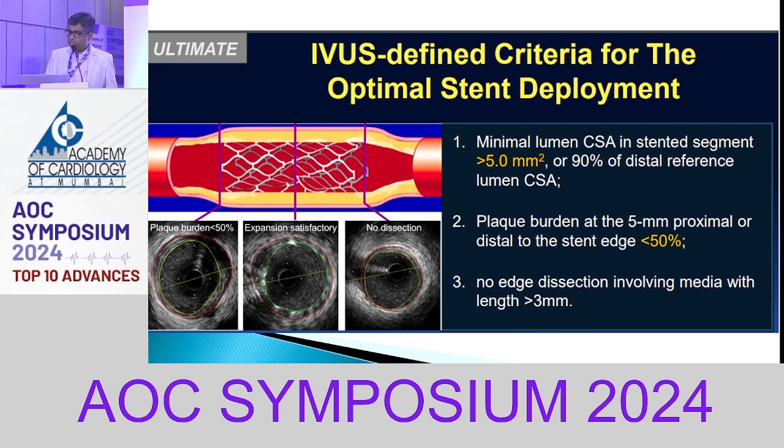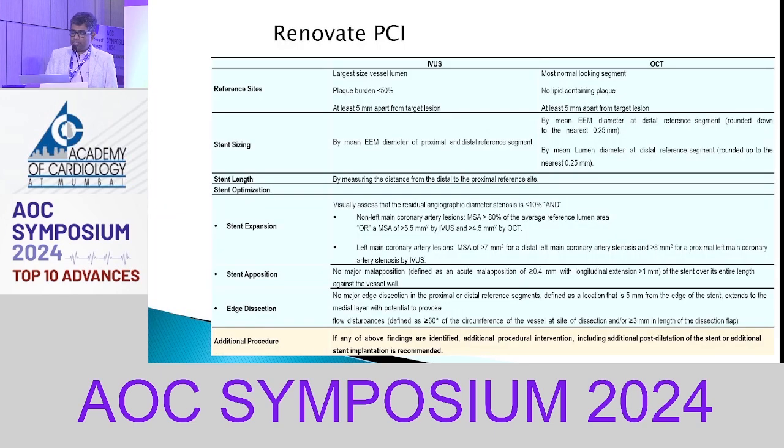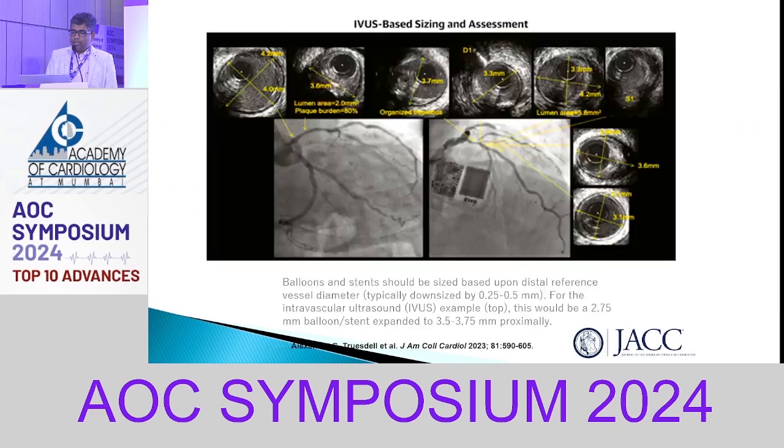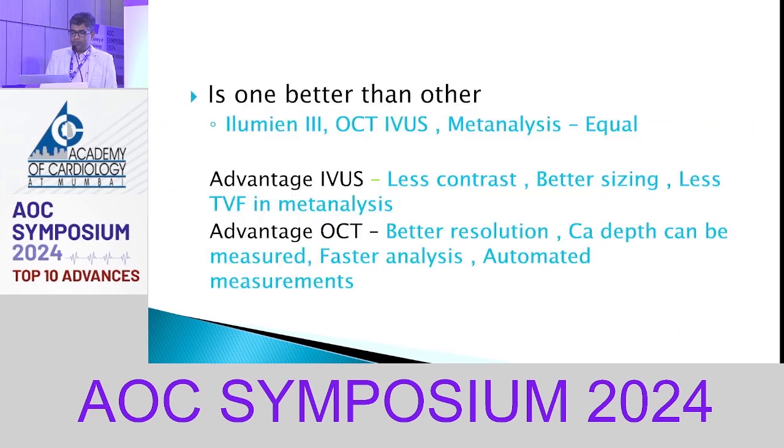This is a criteria which is commonly used nowadays, and Renovate PCI is modified a little bit. It said area of more than 5.5 millimeters and it defined malappositions and edge dissections better. Malapposition was added in the Renovate PCI and they added MSA of 5.5. One more slide. MLD MAX, I think everybody is aware, I will not go into that. And this is the same case studies.